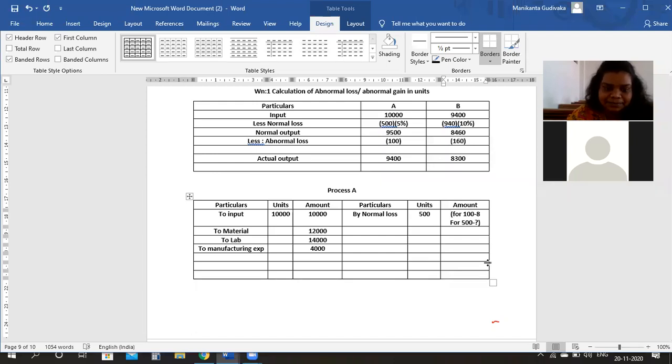Did you understand this? So for 100, it is 8 rupees. For 500 units, it will be how much? 40 rupees. Clear? Everyone?